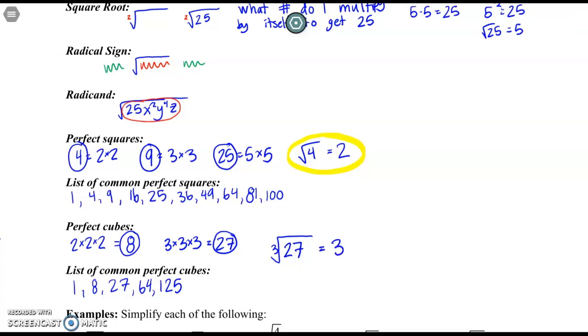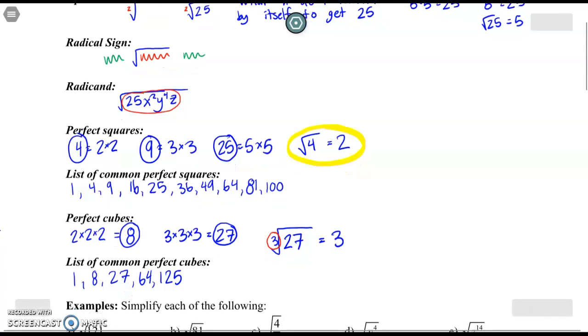So this cube root, I don't know if you've seen it before, looks very similar to a square root, except there's this teeny tiny little 3 right here. That's called the index. We're going to talk about that a little more in depth later too. But it basically means that we're looking for one number that we multiply by itself 3 times to give you the radicand, so to give you 27. Because 3 times 3 times 3 is 27, the cube root of 27 is 3.